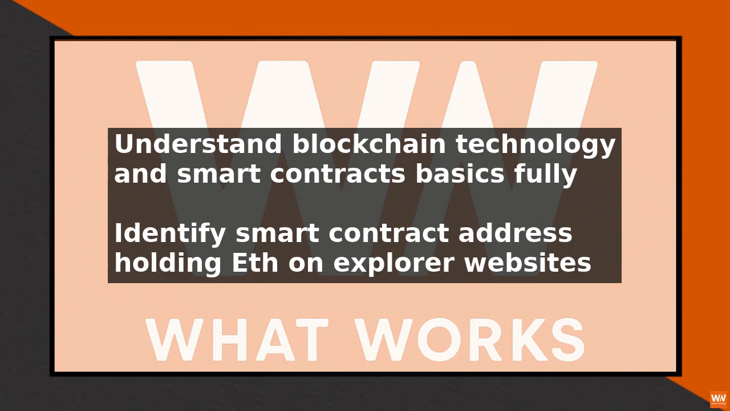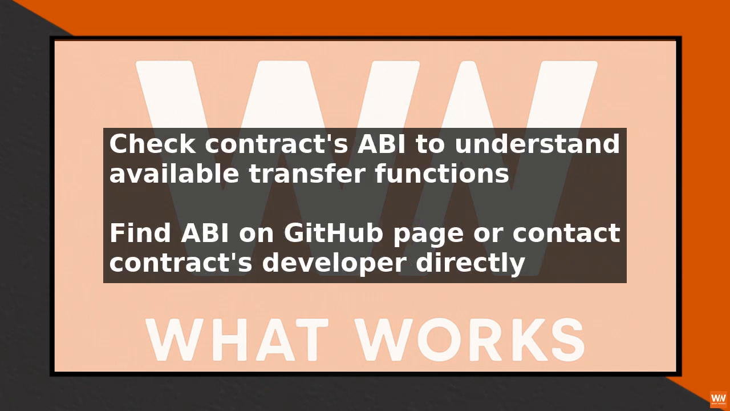The next step is to check the contract's ABI, or application binary interface, which is a JSON file that describes the contract's functions and variables. You can find the ABI on the contract's GitHub page or by contacting the contract's developer. The ABI will help you understand what functions are available to transfer ETH from the contract.